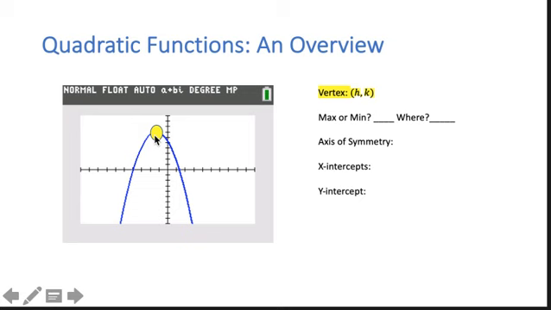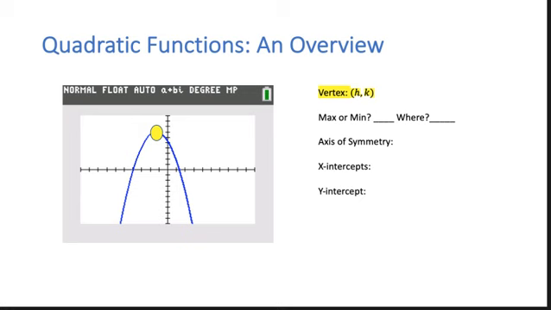Now that vertex is going to have two coordinates. Those coordinates will be an x and a y value. So when we talk about the vertex, typically you're going to see it given these coordinates, h and k. So the h is the x value and the k is the y value.